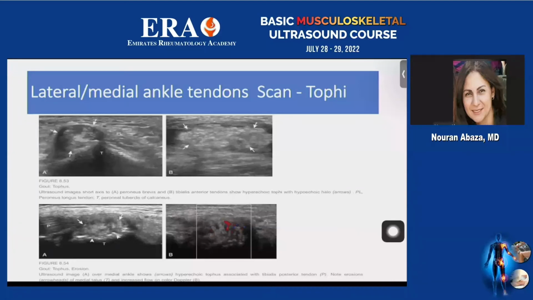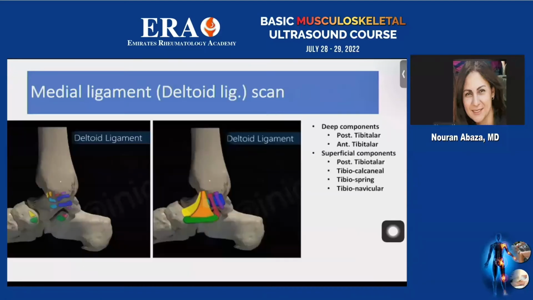What about the medial ligaments of the ankle? We will not discuss their pathology today, as this is more sports medicine, intermediate or even advanced level.